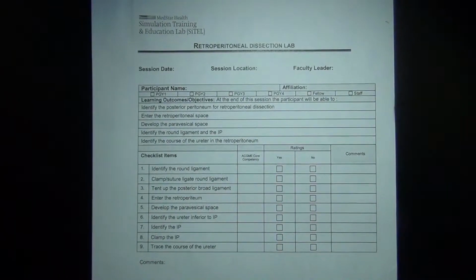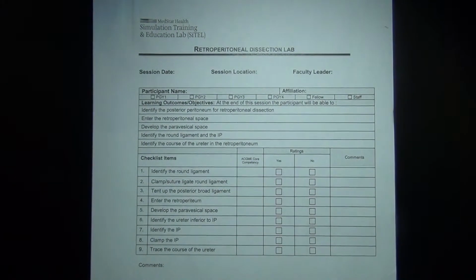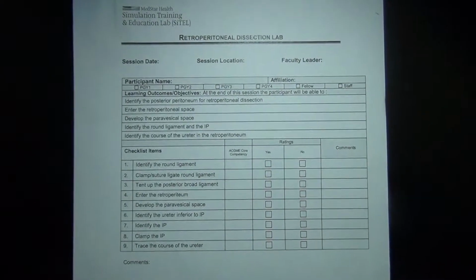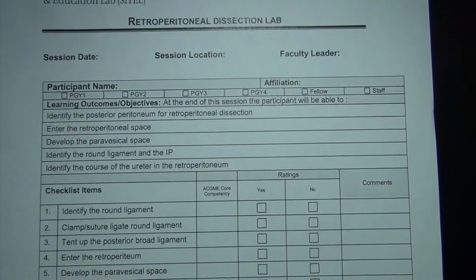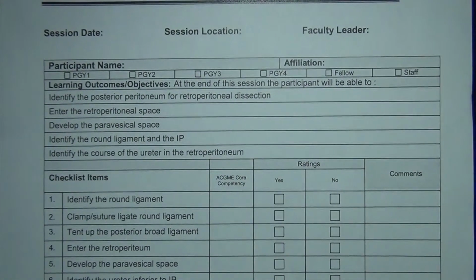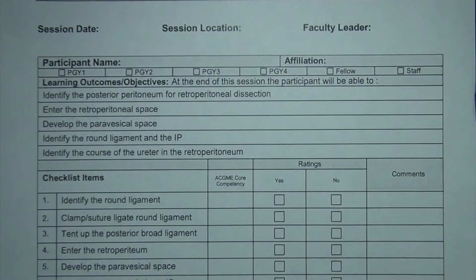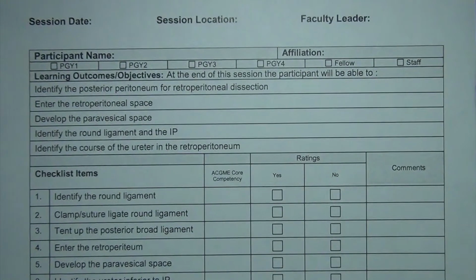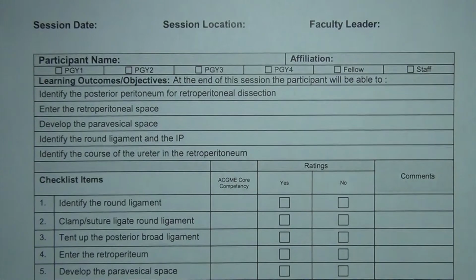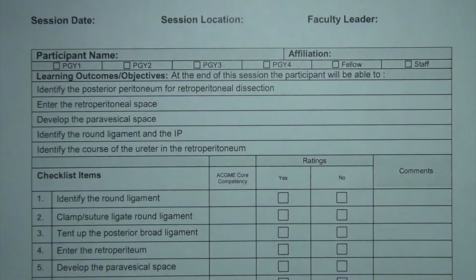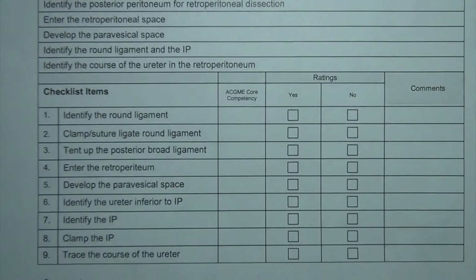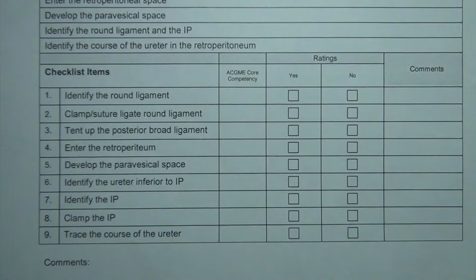This is the checklist that residents will be scored on. The primary objectives are to identify the posterior peritoneum of the retroperitoneal dissection, enter this retroperitoneal space, develop the paravesical space, identify the round ligament and the infundibulopelvic ligament, and be able to identify the course of the ureter in the retroperitoneal space. This is a 9-point checklist where residents will be scored in doing these particular functions.